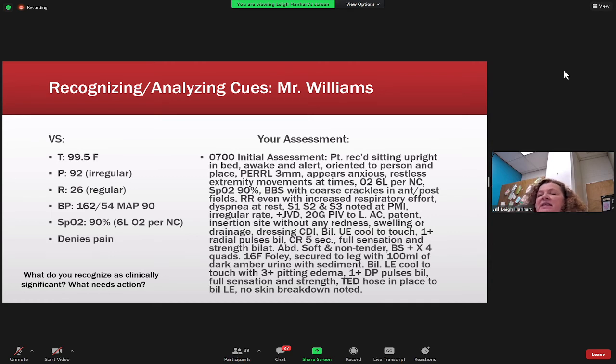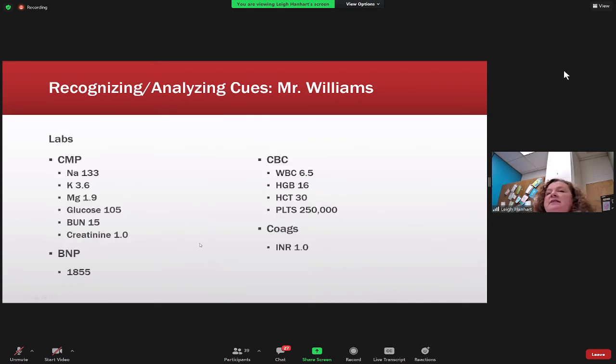I would document everything that I did and then the patient's response, right? You never want to document problems without documenting what you did to address it and what the patient's response was. Okay. All right. So any questions on that? And yes, you would address the restlessness and the anxiety too on that patient. And I would definitely have that written in there.